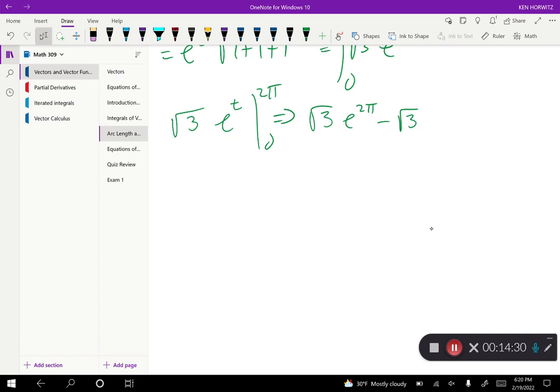And I'm okay if you left it like that. If you wanted to factor out the square root of 3 and say e to the 2 pi minus 1, like that, and leave it in factored form, I would have no problem with that either.